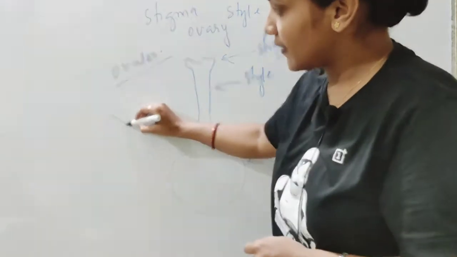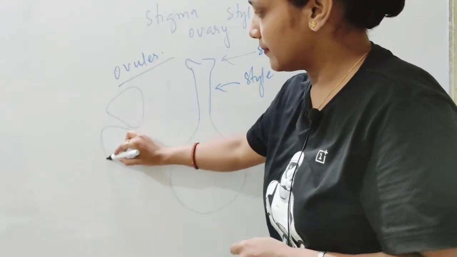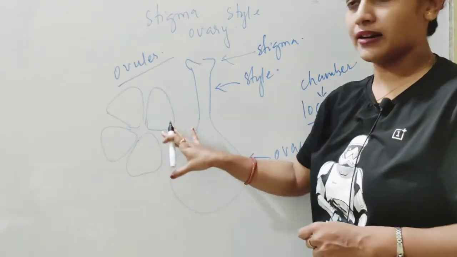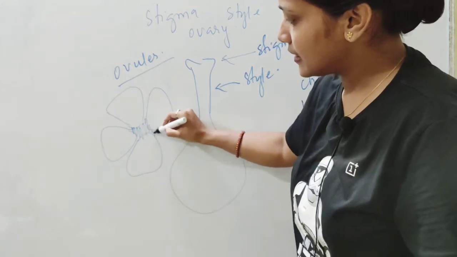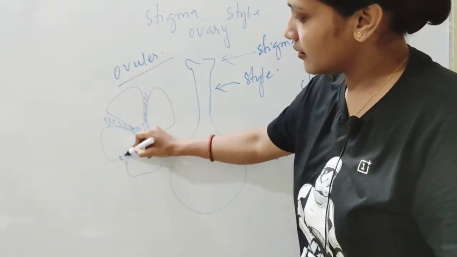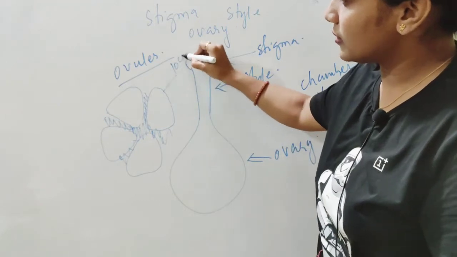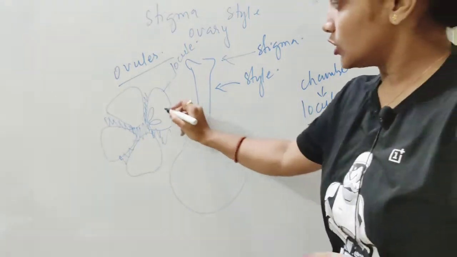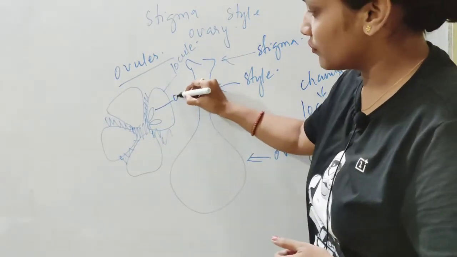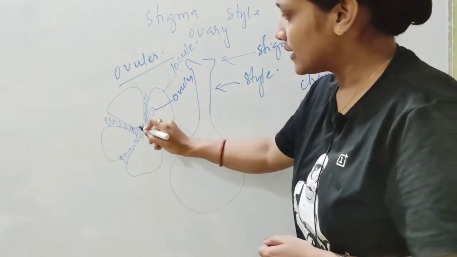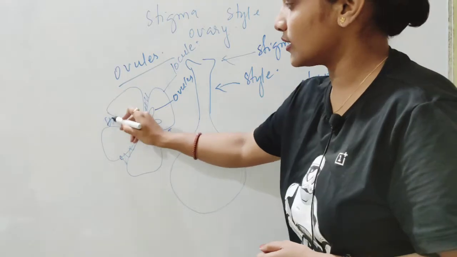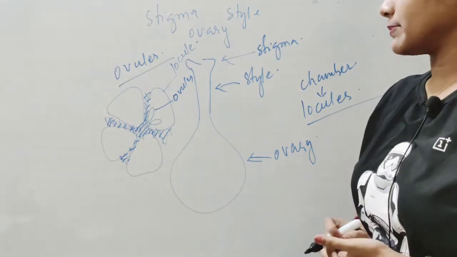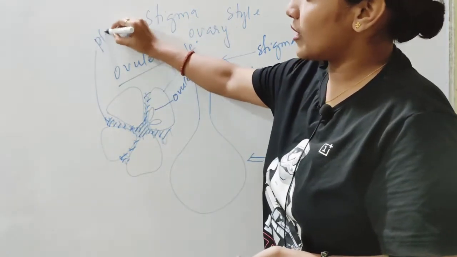Now, for example, if I show you the section of the ovary, you can see I have drawn some chambers, some compartments. You can see in the middle there is a soft tissue. If this is the locule, something is connected like this. These two structures which you can see are the ovules, no doubt in that. Then what is this mass of substance, the connective tissue, the parenchymatous tissue to be very specific? It is nothing but called the placenta.